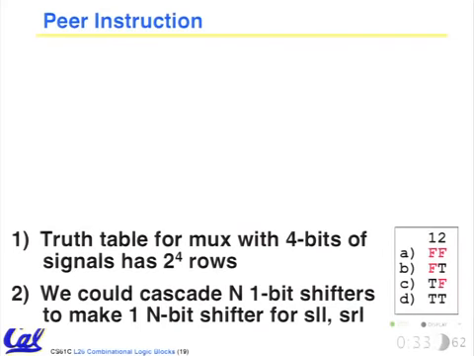Four bits of signals, the signal lines. You have data lines and signal lines. S stands for signal lines. So 4 bits of the signal lines, okay? 2 to the 4th rows, okay? So let's get some love.